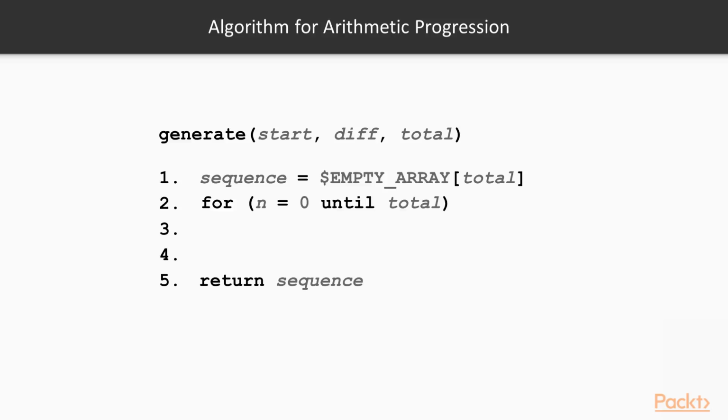Making use of a loop, we go from 0 to total. In each iteration, we copy into the array the value of the start variable. The start variable is updated in each iteration by adding the difference. At the end of the loop, the array should be full with our arithmetic sequence.